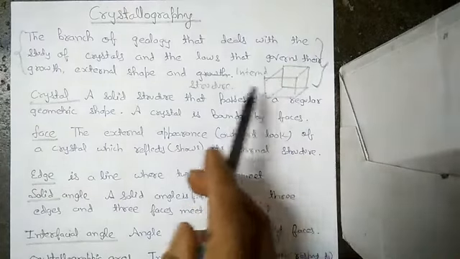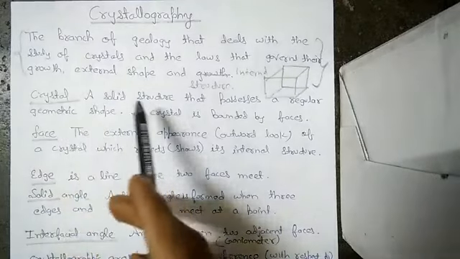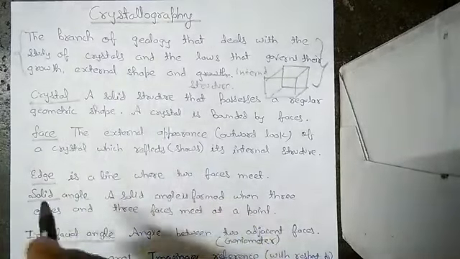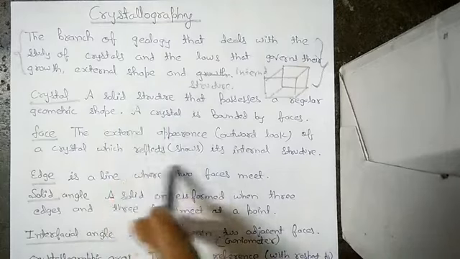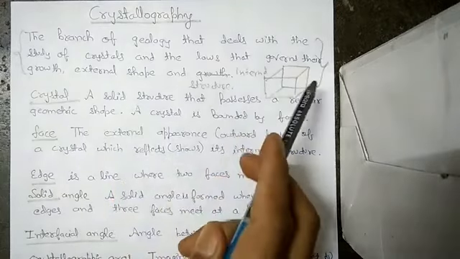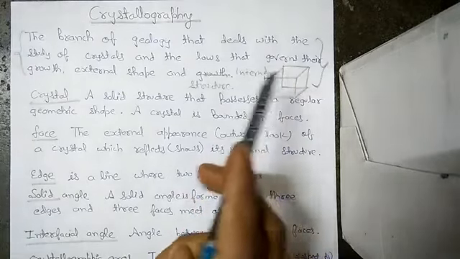This is a square-shaped crystal. Now what is a crystal? A crystal is basically a solid structure that has a regular geometric shape. A solid structure having a regular geometric shape is called a crystal, and a crystal is bounded by faces. You can see 1, 2, 3, 4, 5, 6. So this crystal is bounded by 6 faces.